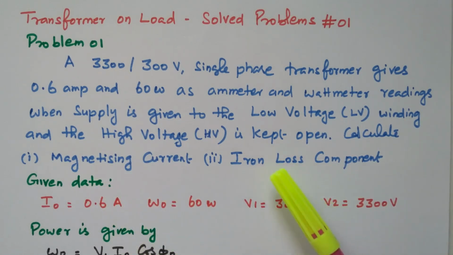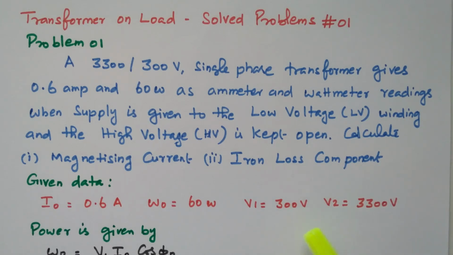So this is coming under the open circuit test. The high voltage side is kept open, the supply is given to the primary winding. Now we will see what data are available. The current flowing in the primary, because there is no load, is called I naught, 0.6 ampere. W naught, the power taken by the primary winding under the no load condition, is 60 watts. And primary voltage is 300 and secondary voltage is 3300 volts.